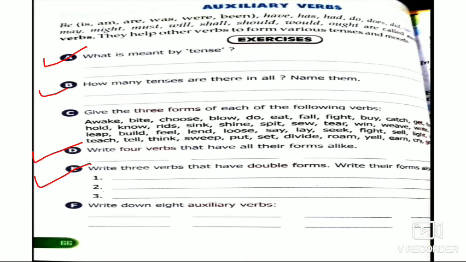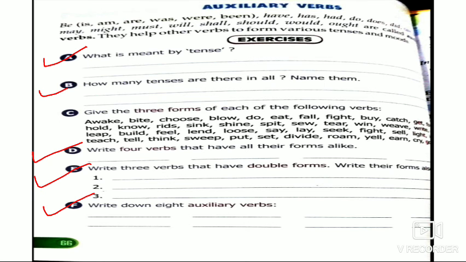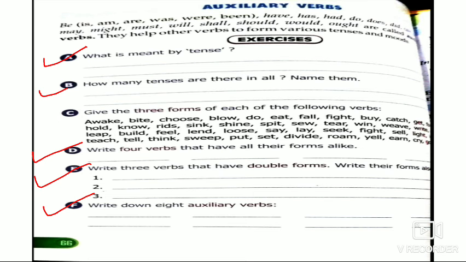Then number F, write down 8 auxiliary verbs. The auxiliary verbs you have on top here: be, is, am, are, was, were, been, have, has, had, do, does, did, all those things you can write. Choose any 8 and write them down here. That is how you should do exercise A, B, D, E, F.